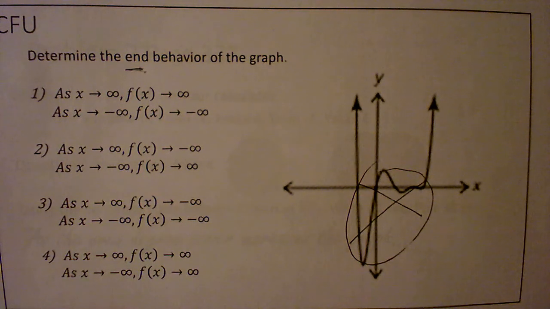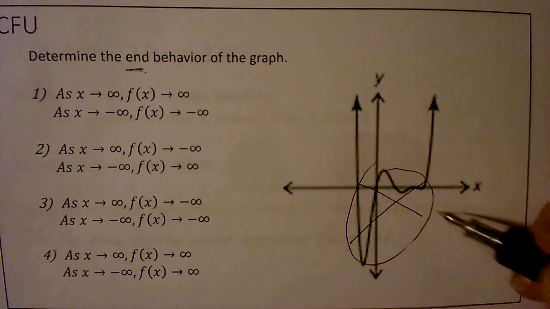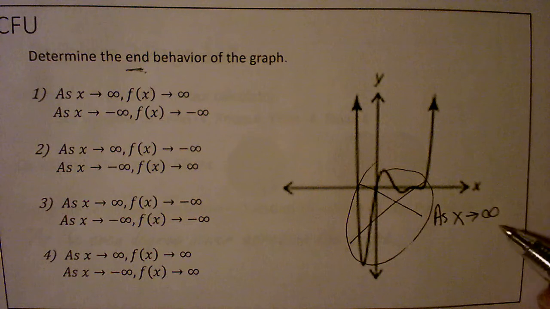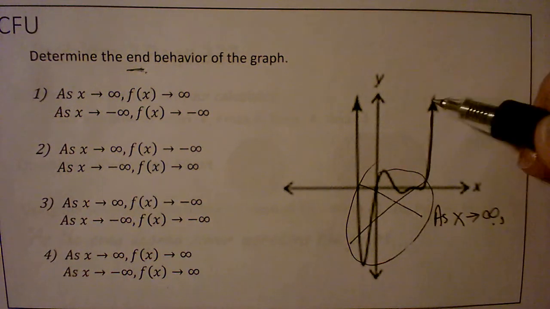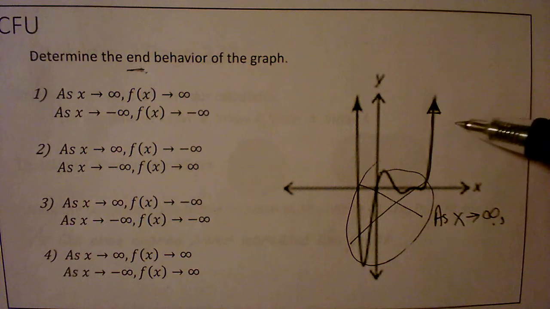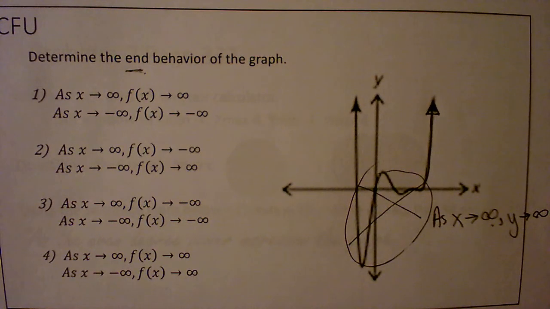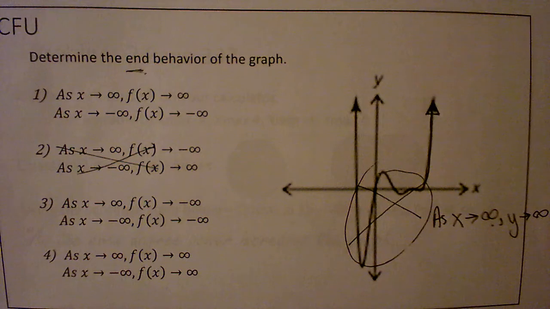So the first question we should be asking is, what happens as x is getting bigger? As x approaches infinity, as we go to the right, our graph is going up. That means that y is approaching infinity. So again, that takes away 2, and that takes away 3.